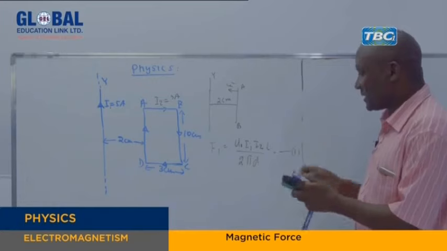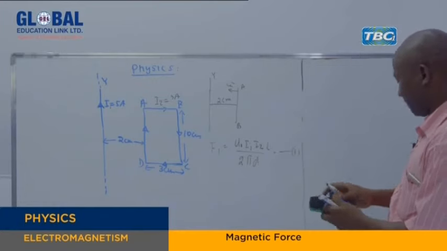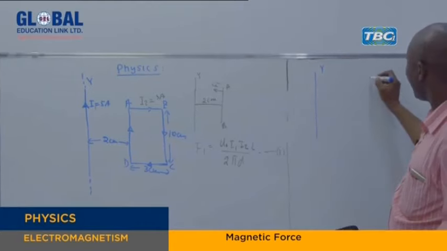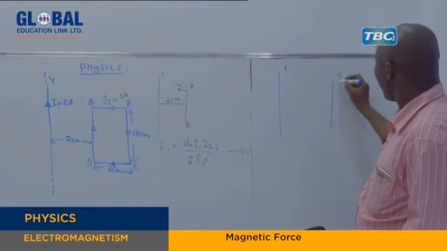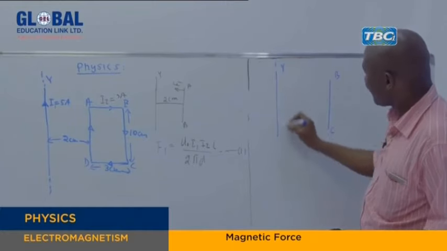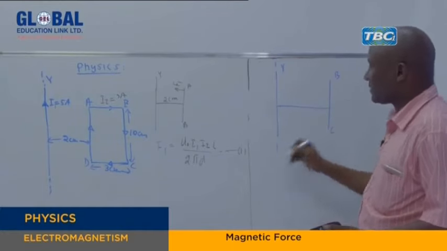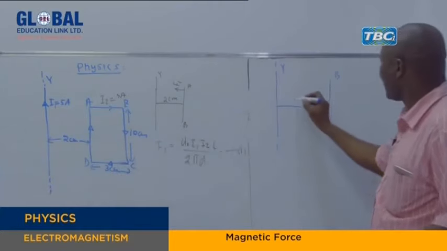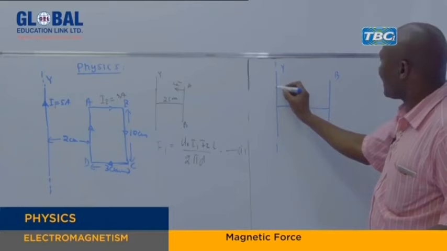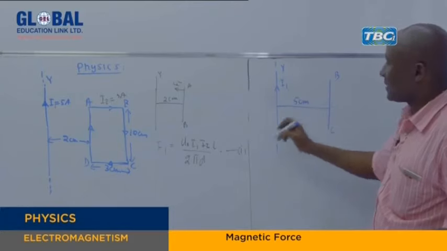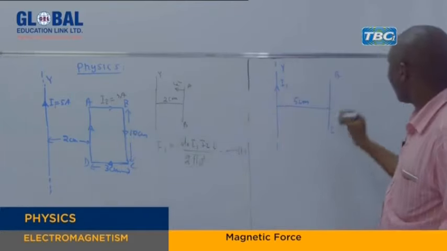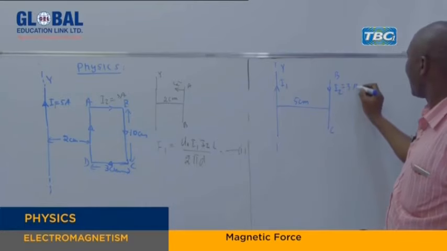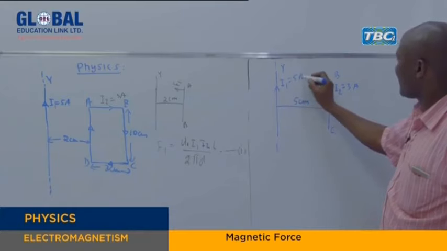Then F2 is the force which is acting on the part of the loop which is now given the name BC. So consider this is Y, and the BC is here. The distance here from Y is 2 plus 3, which is 5. This current is moving up, I1, the same current, but this time the current is moving down, I2. This is 3, this is 5.